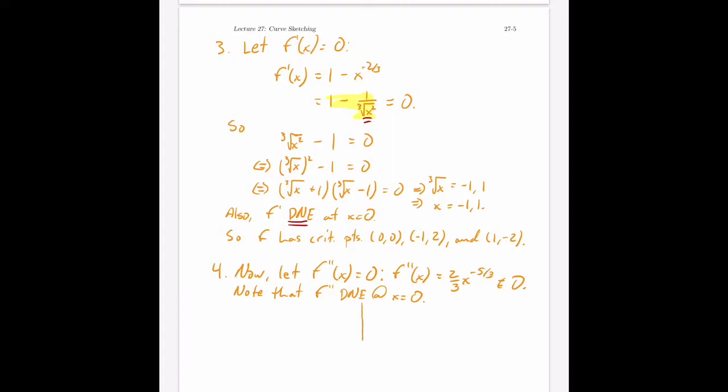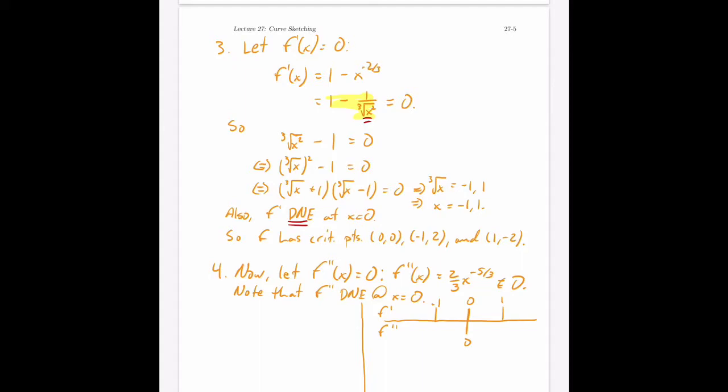Now, let's draw a line right here, get our interval chart going. Right, we know that -1 is an x value of interest. 0 is actually an x value of interest for both f prime and f double prime, and then 1 is also an interesting value for f prime and f double prime.